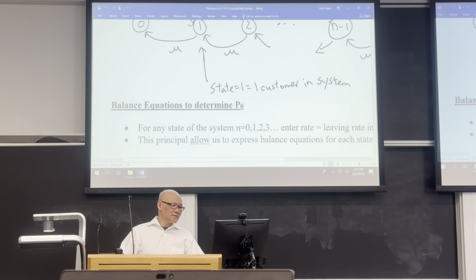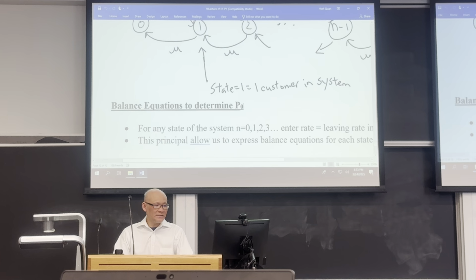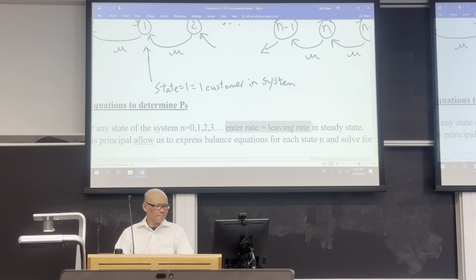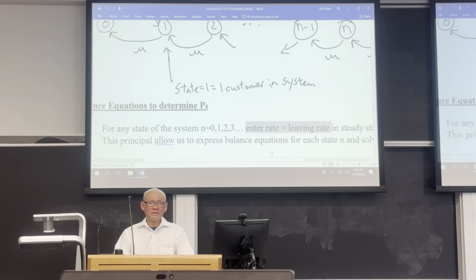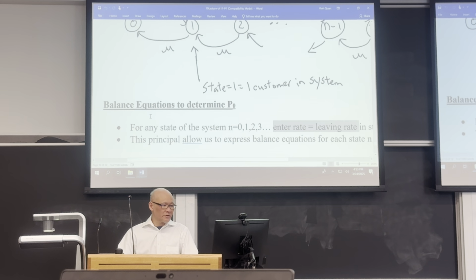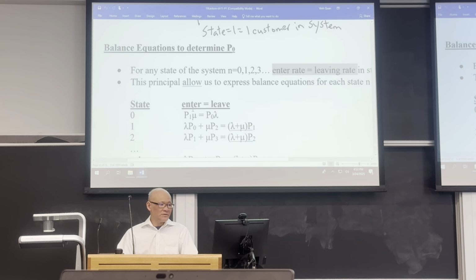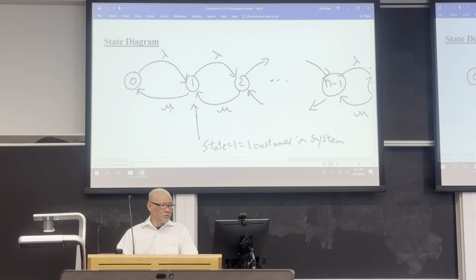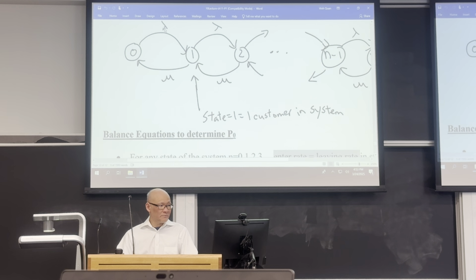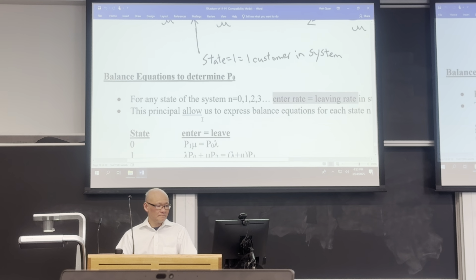Then we write balance equations to determine P0. It says for any state 0, 1, 2, 3, the entering rate must be equal to the leaving rate in steady state, right? So this principle allows us to express a balance equation for each state n, and then we solve to get Pn. Right? So we look at state 0 here. How do you get into state 0? Well, it's mu times P1. How do you leave state 0? Well, it's lambda times P0, right?